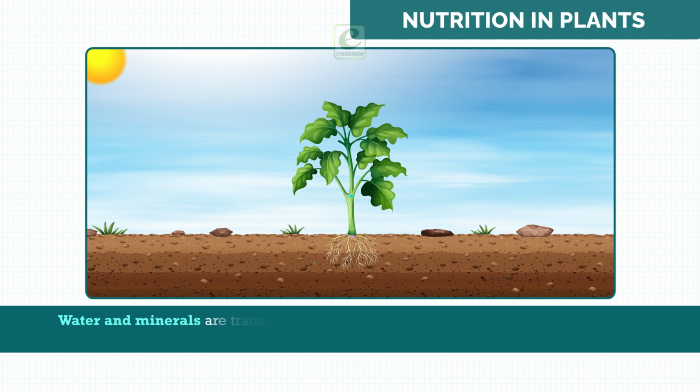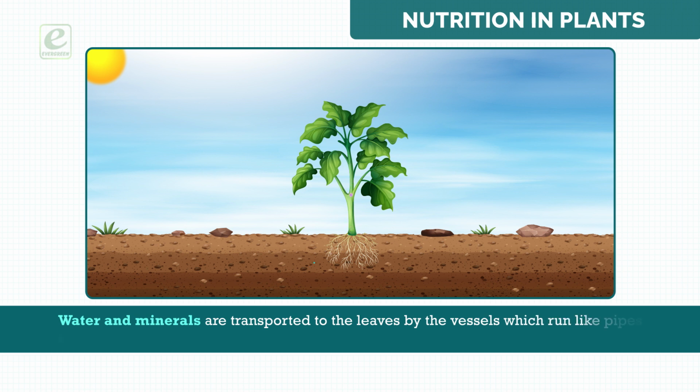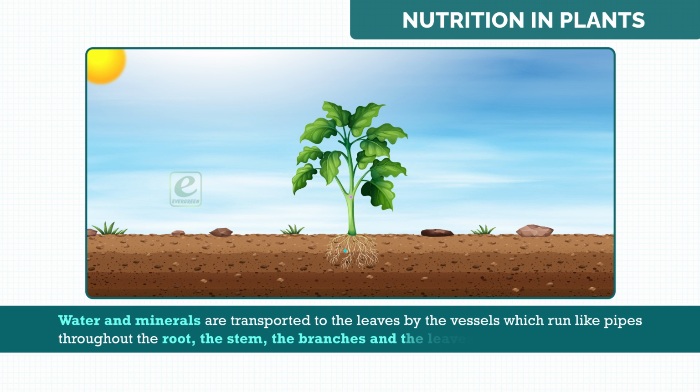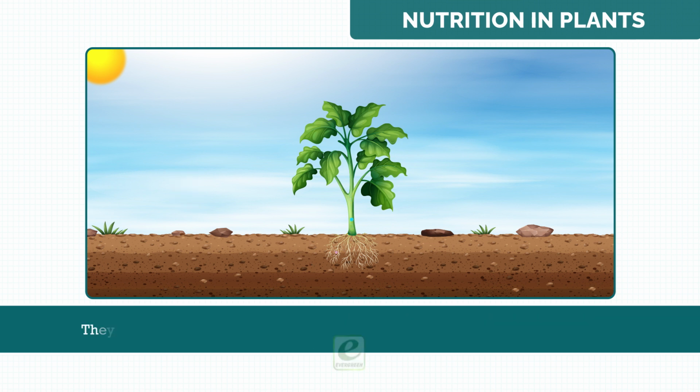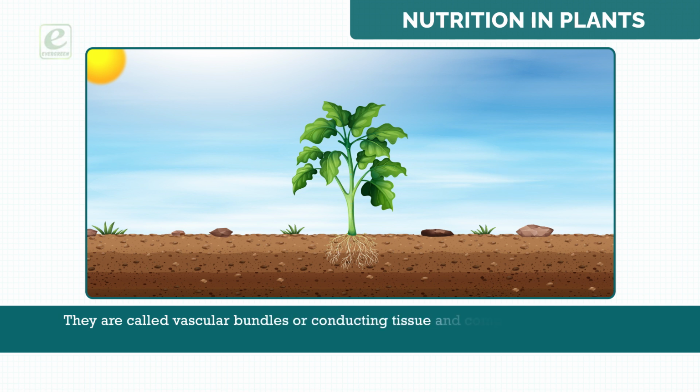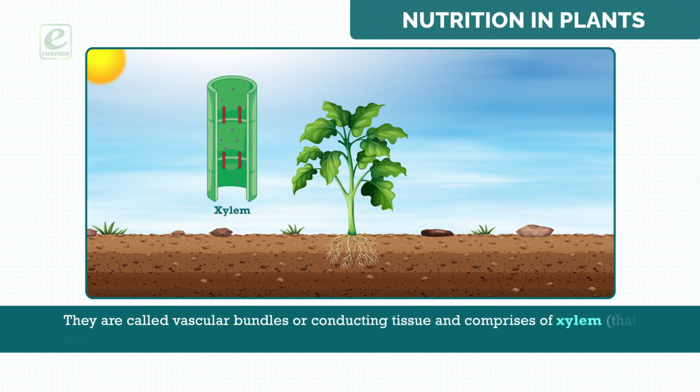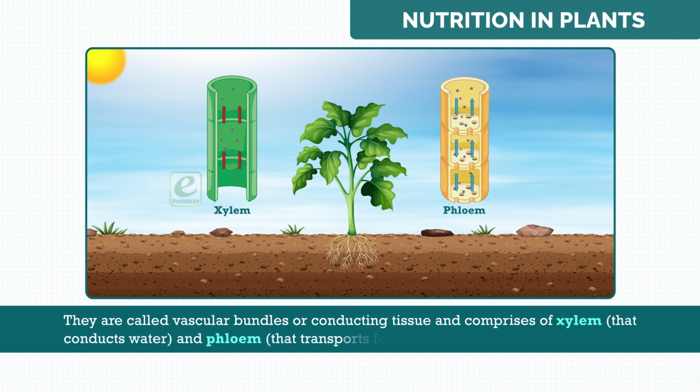Water and minerals are transported to the leaves by the vessels which run like pipes throughout the root, the stem, the branches, and the leaves. They form a continuous path or passage for the nutrients to reach the leaf. They are called vascular bundles or conducting tissue and comprise xylem that conducts water and phloem that transports food.